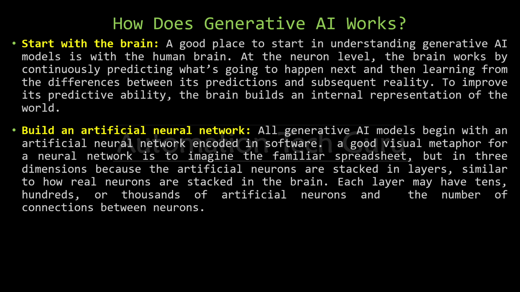All generative AI models begin with an artificial neural network encoded in software. A good visual metaphor for a neural network is to imagine the familiar spreadsheet, but in three dimensions, because the artificial neurons are stacked in layers, similar to how real neurons are stacked in the brain. Each layer may have tens, hundreds, or thousands of artificial neurons, and a number of connections between neurons.